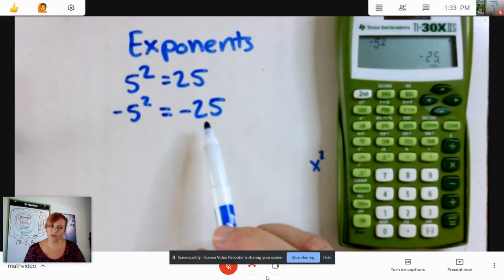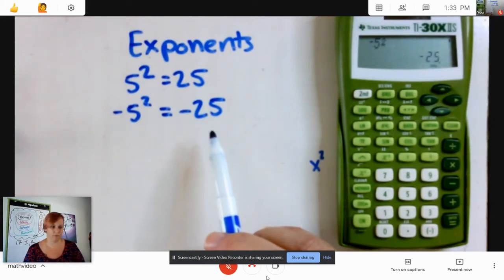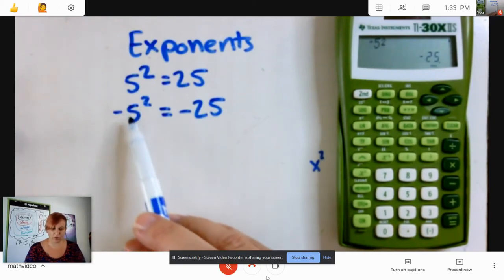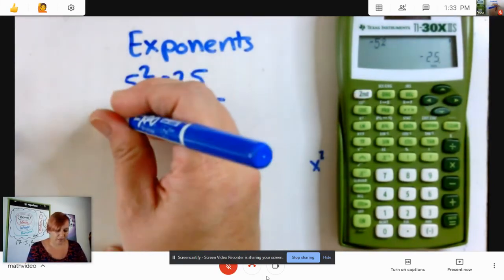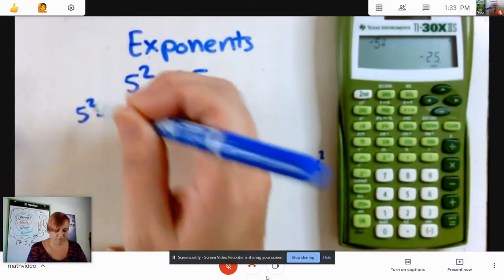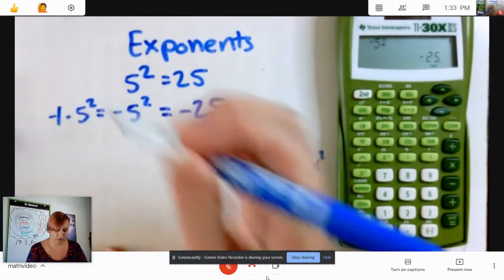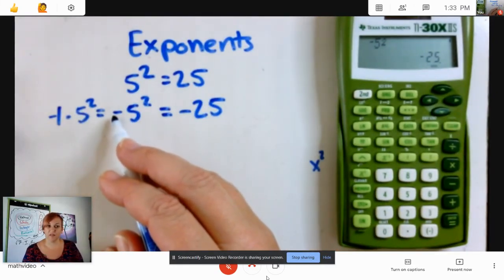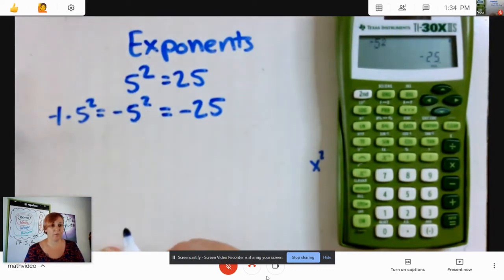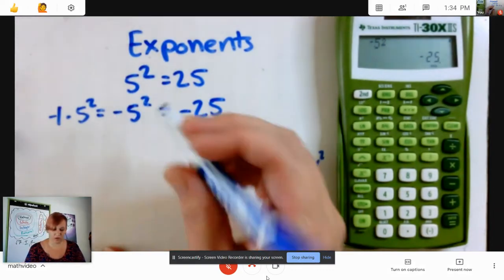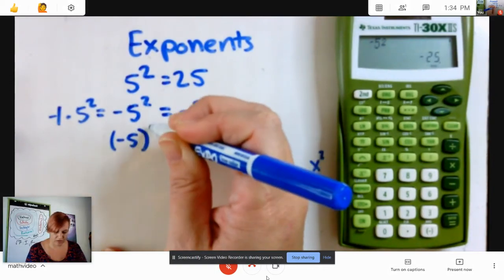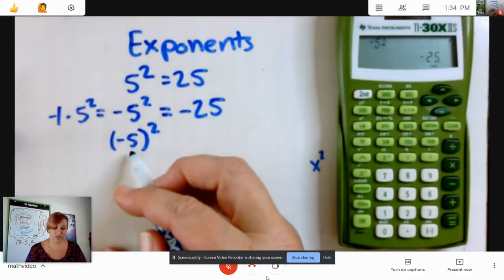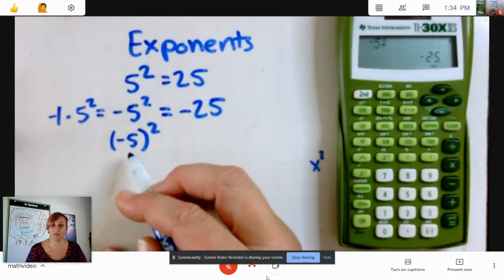You might be wondering, why is negative 5 squared negative 25? Well, the reason is that when you write the problem like this, you're actually not squaring the negative 5. What's happening here is you're squaring the 5 and multiplying it by a negative 1. With the negative sign out here, the negative symbol is not going to be squared. If you want to square the number negative 5, you need to put the negative 5 in parentheses with a square on the outside. This means do negative 5 times negative 5.